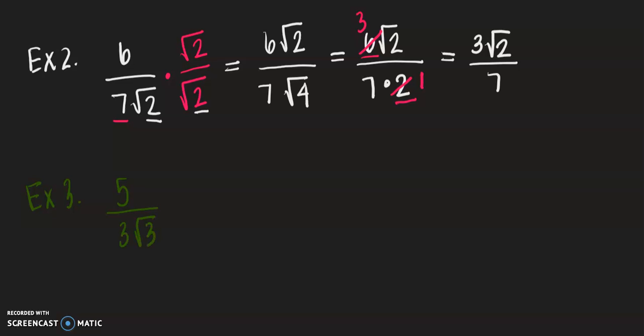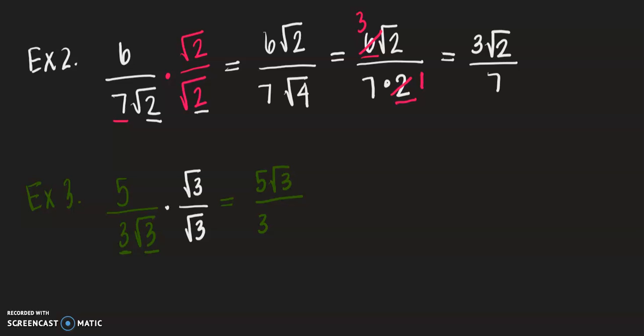Alright, so let's go ahead and do this one. So we have 5 over 3 radical 3. So again, I'm going to multiply the denominator by radical 3. And whatever you multiply on the bottom, you have to multiply to the top. And so that's going to give you 5 radical 3 on the top. And then on the bottom, that 3, that just goes in the front.